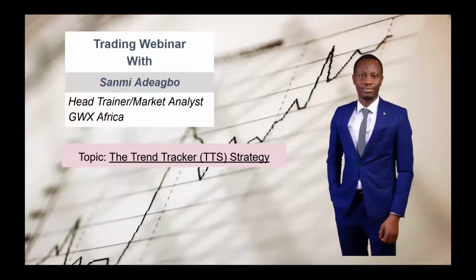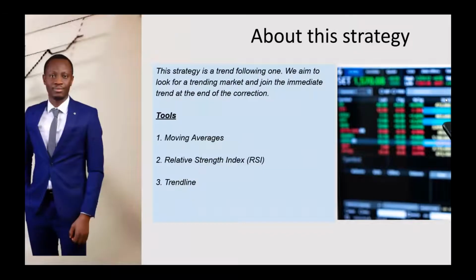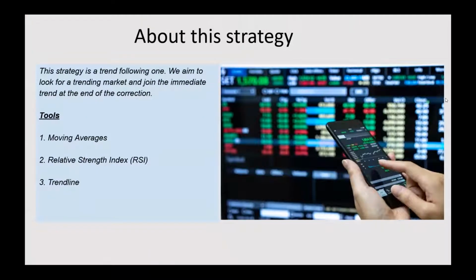Okay, so we're going to look at this strategy now. We've already talked about the different ingredients or tools that make up the strategy. So this strategy is a trend following strategy. What we aim to do is to look for a trending market and join that trend at the end of the correction. We want to be trading the impulses in the direction of a trend that we have already established.